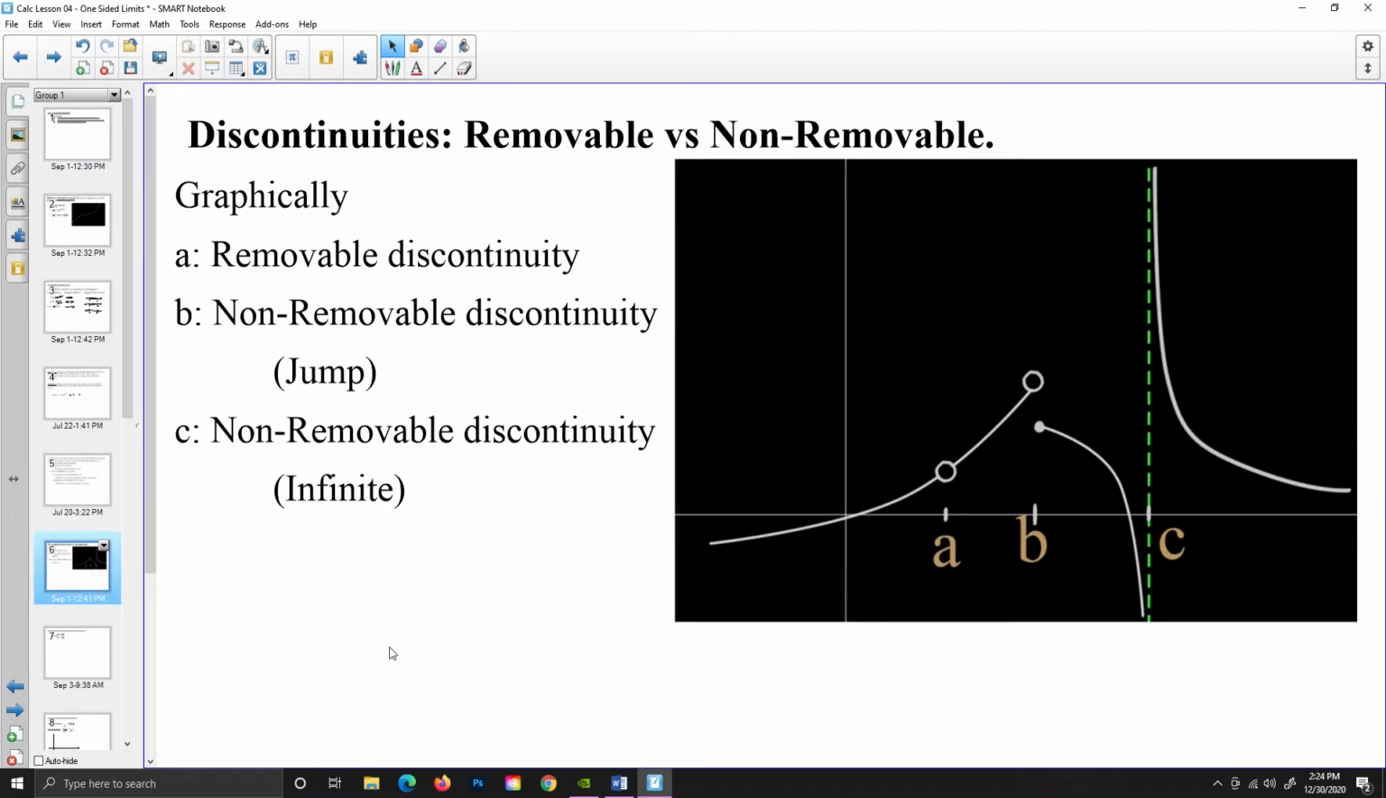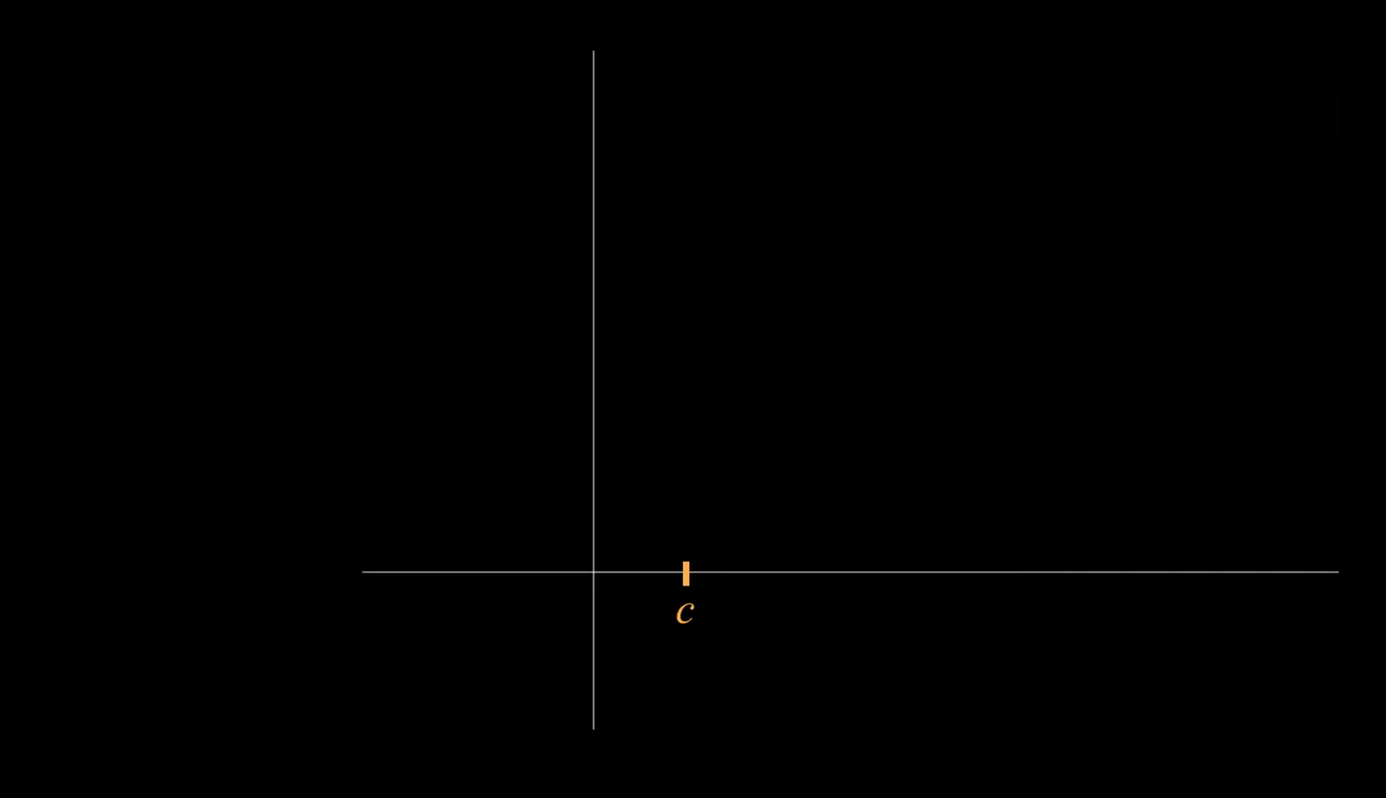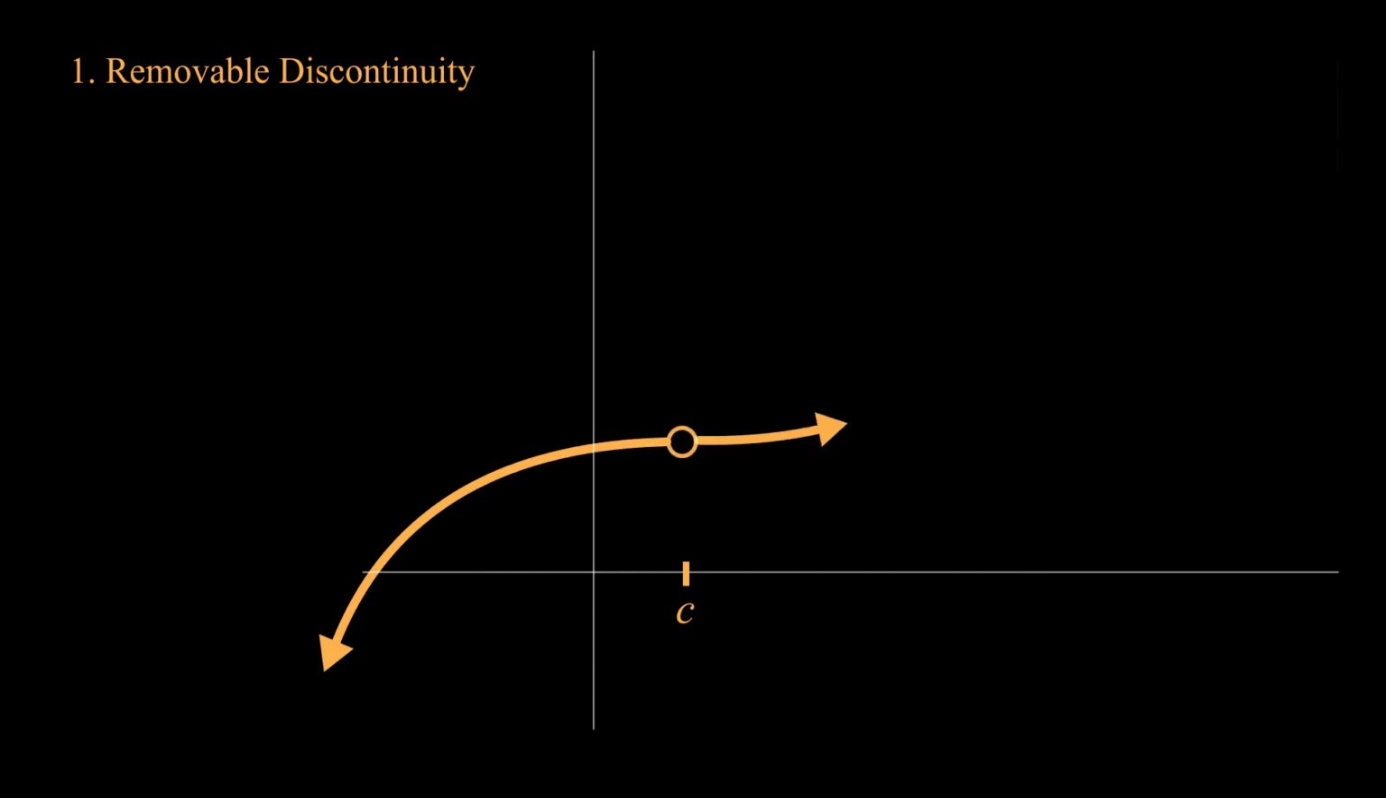This is a quick demonstration of some point discontinuity. All of these discontinuities will occur at the value c along the horizontal axis. The first is removable discontinuity. We see that we will have a hole at x equals c, and that we could potentially fix this hole by filling it in with our pencil.